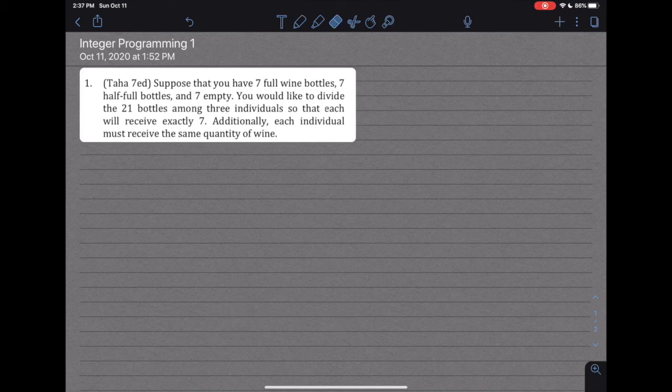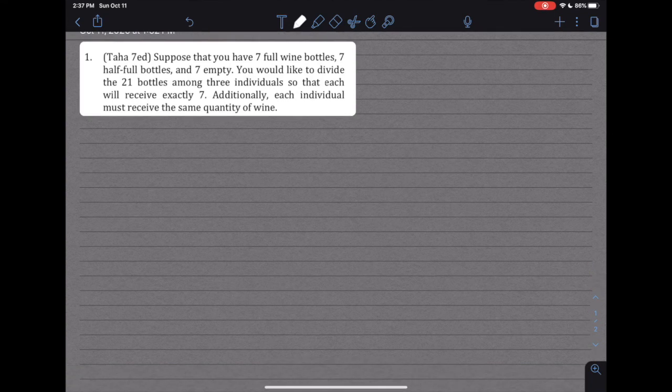So, as normal from linear programming, the first question we ask is, what do we want to know? In this problem, we want to know how many bottles will each individual get and of what type, or how many bottles of each type will each person get. That is what we want to know. Let's translate that into our decision variable.